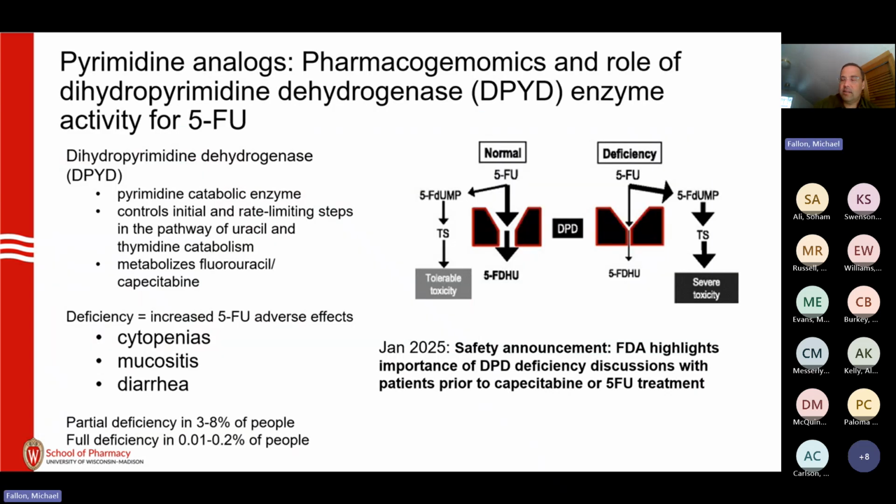And then pyrimidine analogs. One thing to look at here, I know Liz talked about capecitabine adverse effects and how to manage that. I just want to quickly mention the genomic component. So DPYD, if you have a deficiency, the 5-FU is not able to be metabolized to an inactive metabolite, and severe toxicity builds up. Full deficiency is rare, 0.01 to 0.2% of people. If this happens, cytopenias, mucositis, diarrhea.